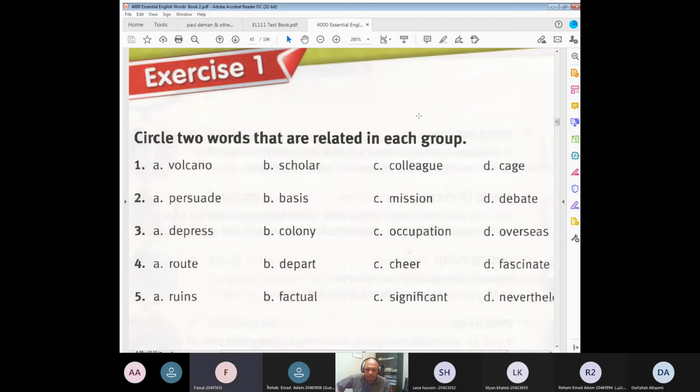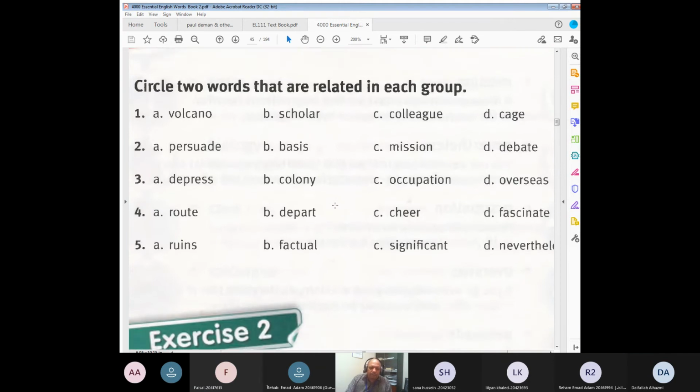I think number one is B and C. Yeah, B and C. Scholar and colleague are related. How about number two, everyone? Maybe it's A and D. A and D, very good. If you have a debate, which means a hot discussion, you need to persuade people. You need to convince them of your point of view or your opinion, right?